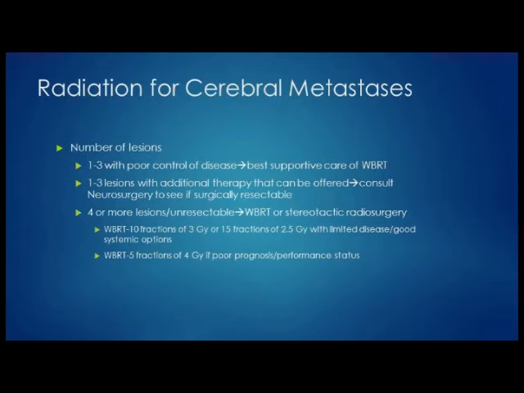There isn't a surefire way of how much radiation to give or when to give it, but it depends on the number of lesions and their control of the disease. So if they have 1 to 3 lesions with poor control of disease, then it's best supportive care with whole brain radiation therapy. There could be a consideration for consultation with neurosurgery to see if the disease is surgically resectable, if you feel that additional therapy can be offered and there are only 1 to 3 lesions. There is the possibility of whole brain radiation or stereotactic radiosurgery if patients have a poor prognosis or performance status and there are 4 or more lesions.